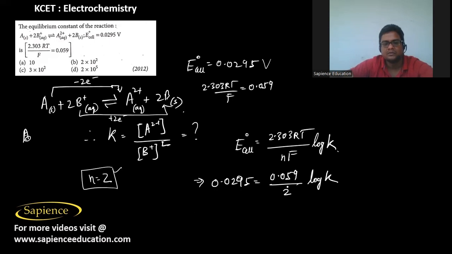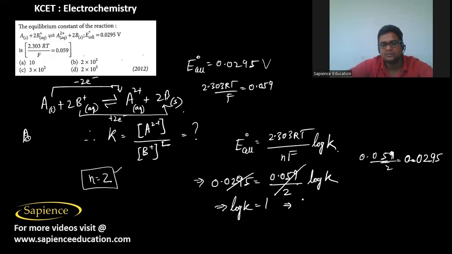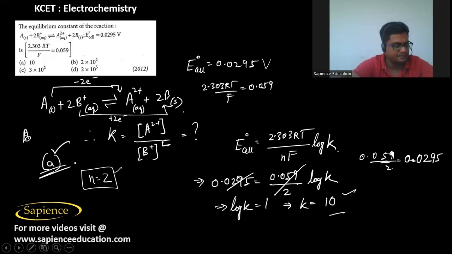Now 0.059 by 2, that value will be 0.0295. So these two will get cancelled. So log K is equal to 1. Log K equal to 1 means K is equal to 10. The equilibrium constant of the reaction is 10. So option A is the correct answer.